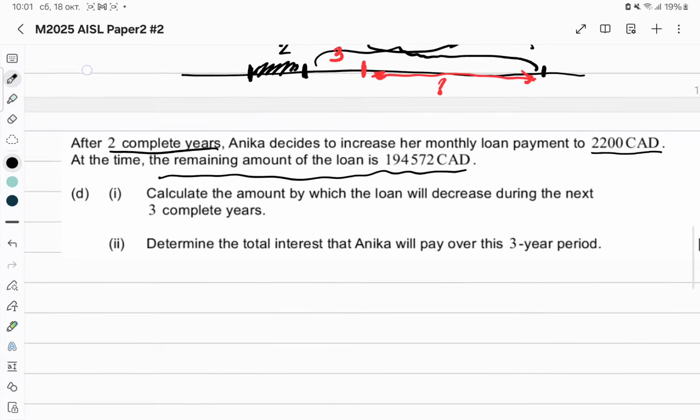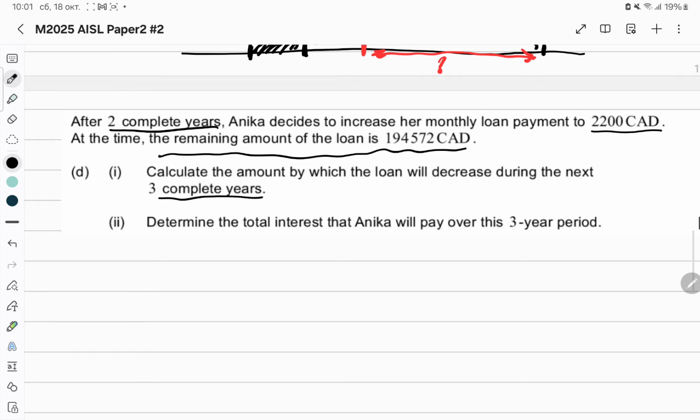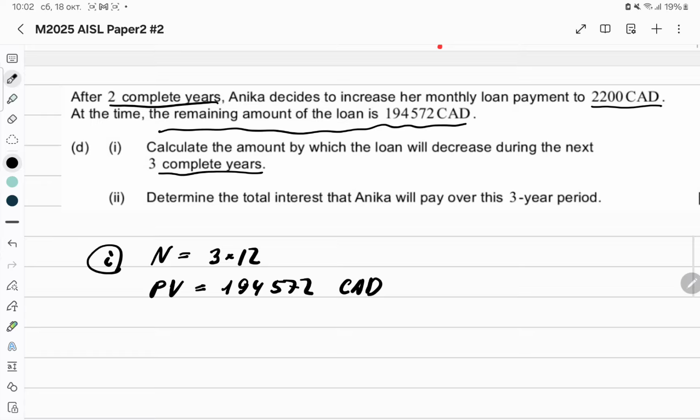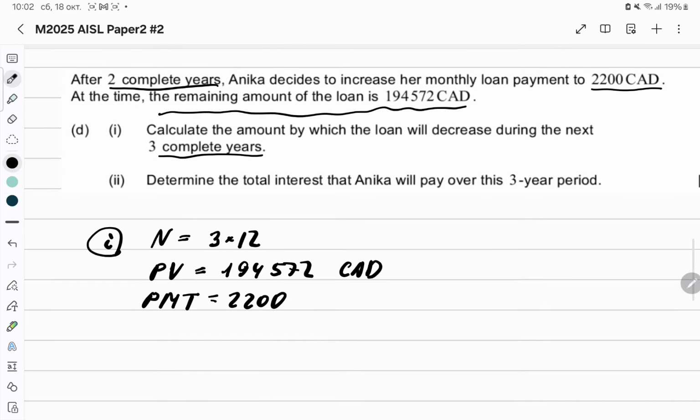Okay, so let's consider the question carefully first. So the amount of money for 3 complete years. Now we will use the calculator again. So first, the total number of compounding periods is 3 years times 12 times per year. Now present value. So what value do we have? It's that much, Canadian dollars, and then PMT. So she is ready to pay $2,200. Okay, and now what's next?